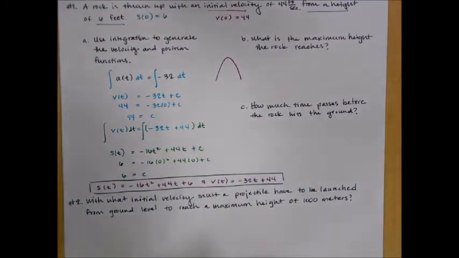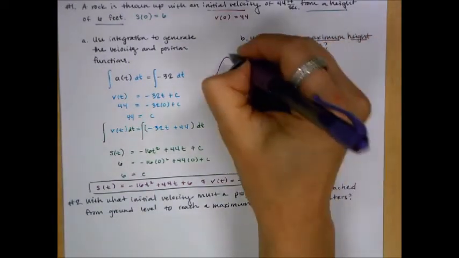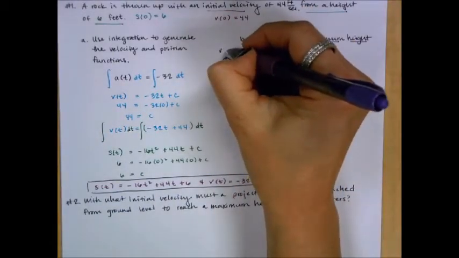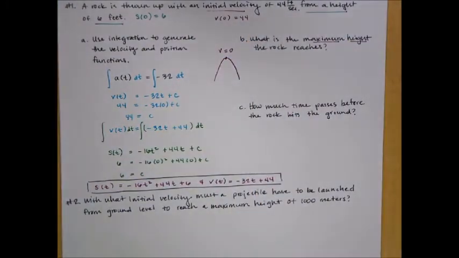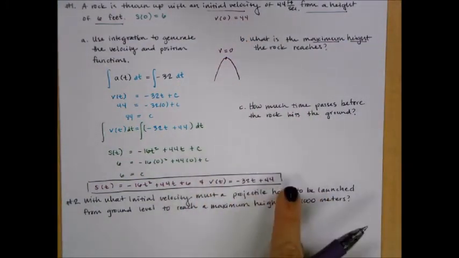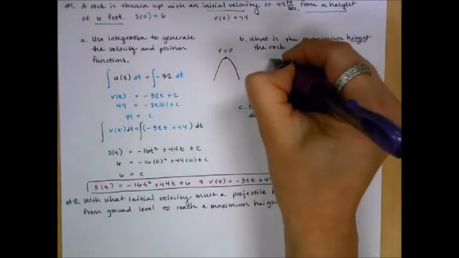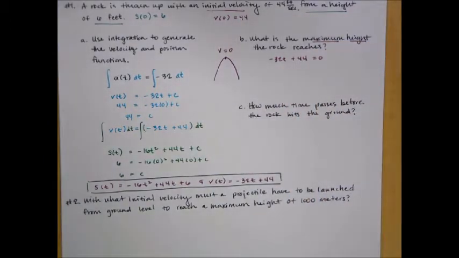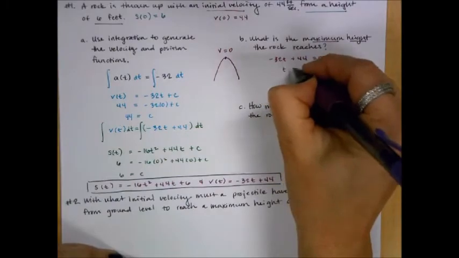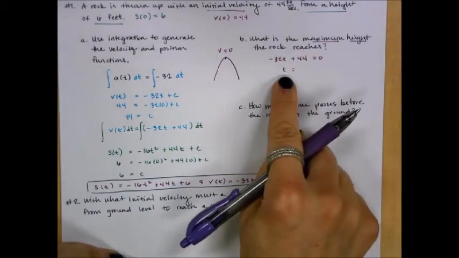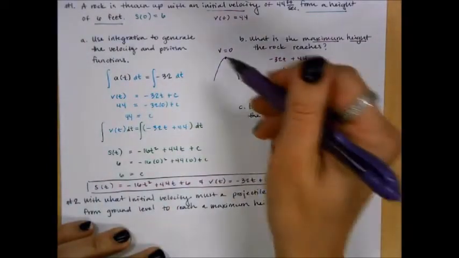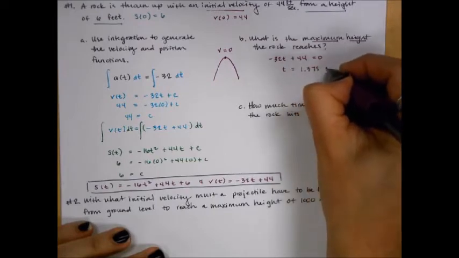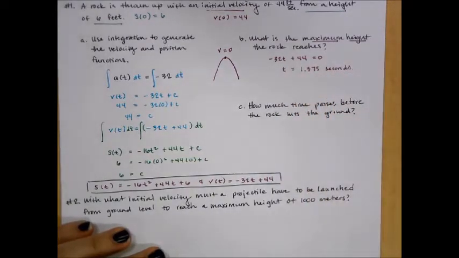So the maximum height at the top here, what do we know about a projectile when it reaches that maximum height? It has a velocity of 0. So we're going to take our velocity function and set it equal to 0. So we'll solve that for t, and what this does is tells us the time that it takes the projectile, or the rock, to reach that maximum height. So this comes out to 1.375 seconds.